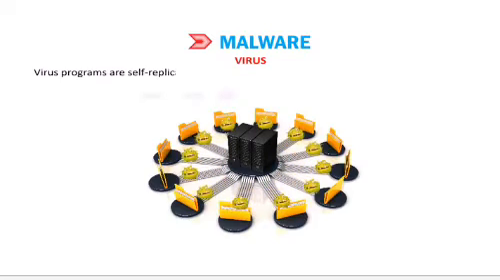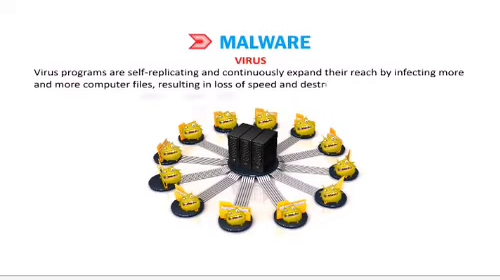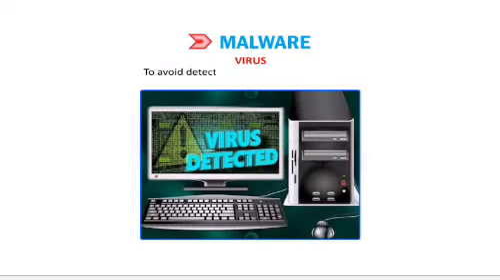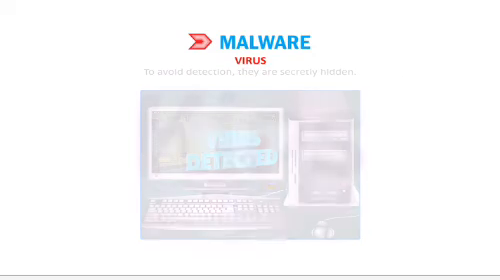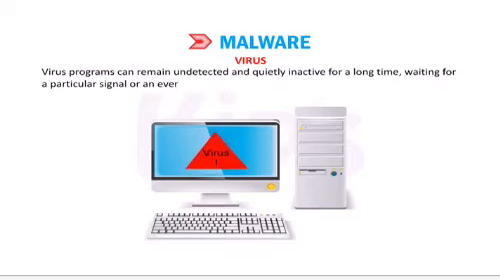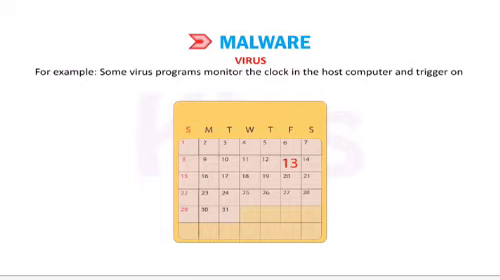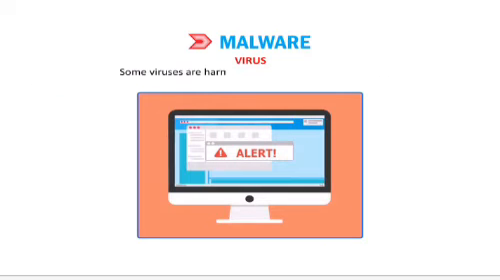Virus programs are self-replicating and continuously expand their reach by infecting more and more computer files, resulting in loss of speed and destruction of data. To avoid detection, they are secretly hidden. For example, some virus programs monitor the clock in the host computer and trigger on a certain day, like Friday the 13th. Some viruses are harmless and display some message.